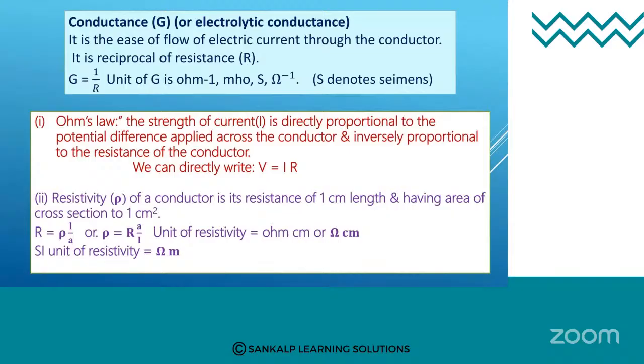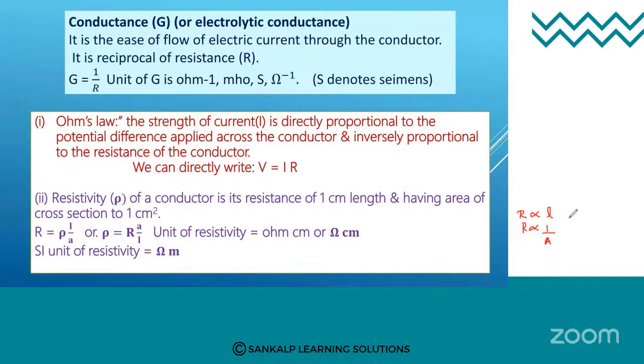R is directly proportional to the length of the conductor. Yes, I'll write it. R is directly proportional to the length of the conductor. R is inversely proportional to the area of cross section. In Ohm's law, we get this resistance R. So R is directly proportional to length, inversely proportional to A.